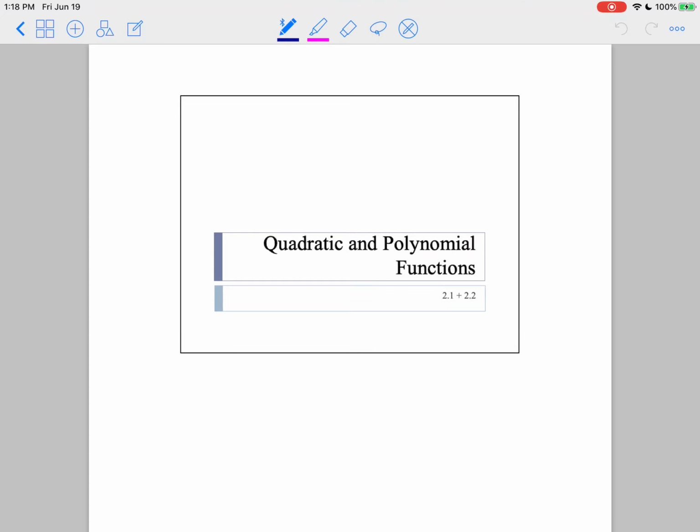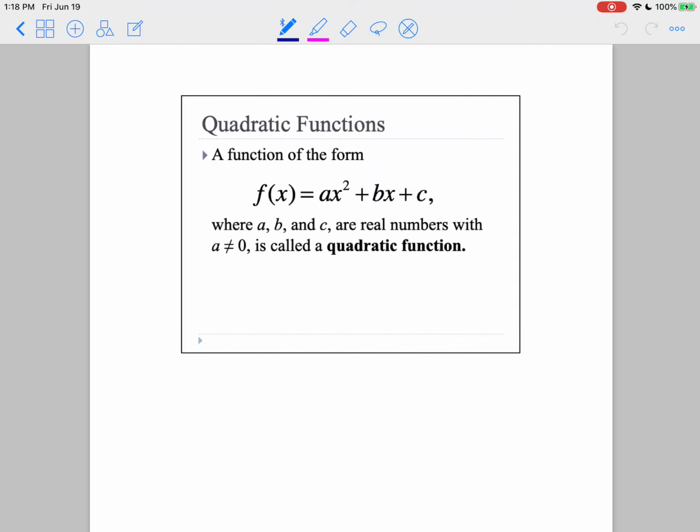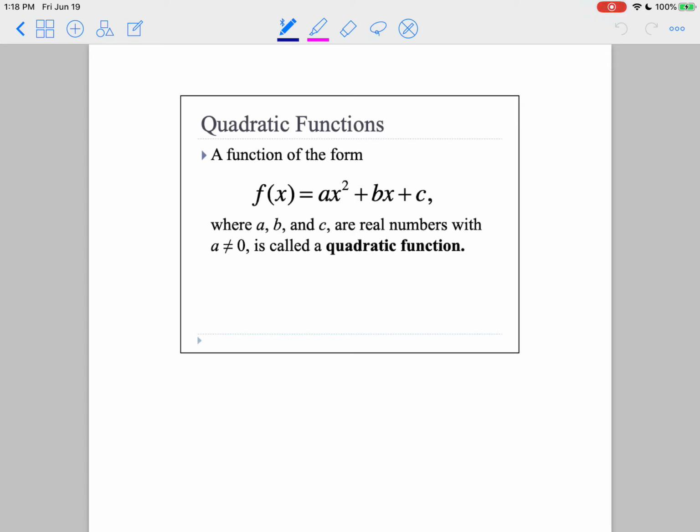Hey everybody, we're going to talk about quadratic and polynomial functions today, and we're going to start with quadratics. We already talked about that before the last exam, but we're going to start by discussing what most people would call the standard form of a quadratic function. f(x) = ax² + bx + c. So anytime you see a function in this form, you can say, hey, that's a quadratic function.